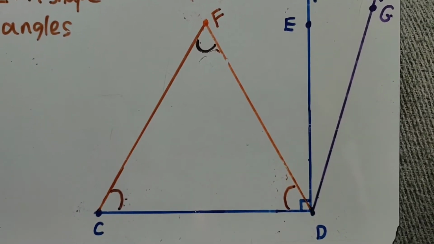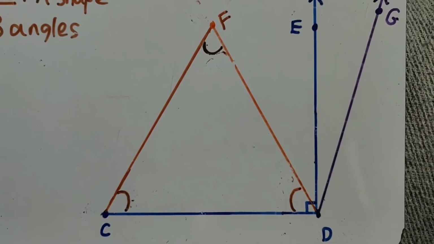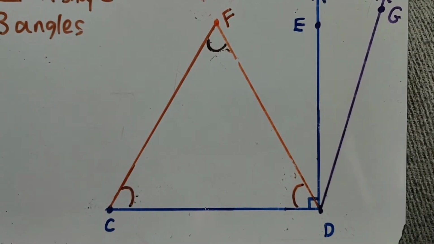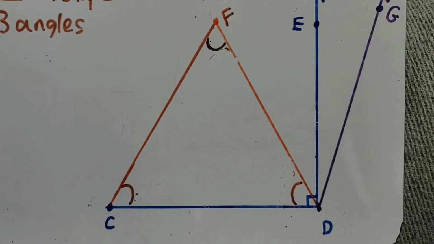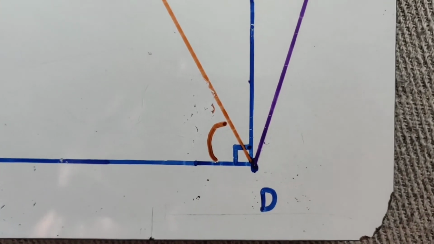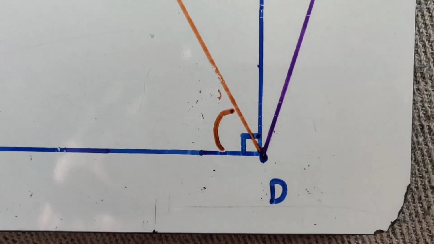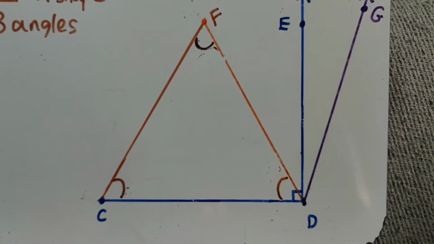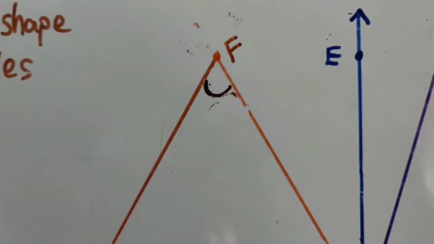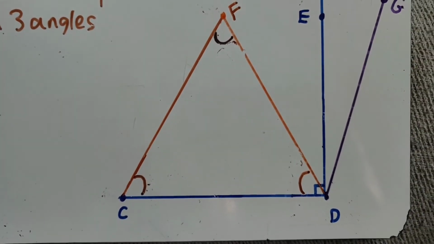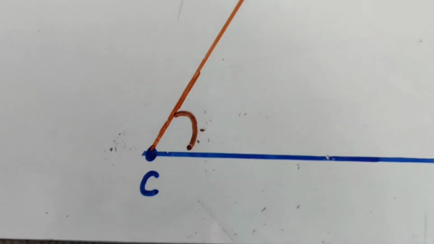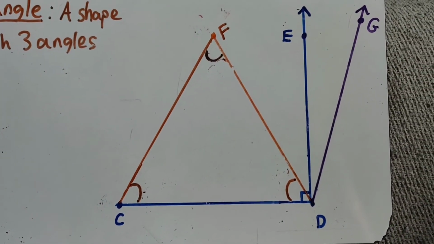So in that triangle, I'm going to have to measure all three angles to figure out whether it's an acute triangle, a right triangle, or an obtuse triangle. So in triangle CDF, I'm going to have to measure angle CDF, that one with the orange kind of part circle. I'm going to have to measure angle DFC, that one with the part circle. And I'm going to have to measure angle DCF, that one with the part circle, to figure out whether it's an acute triangle, a right triangle, or an obtuse triangle.